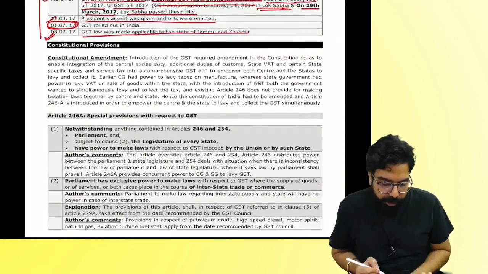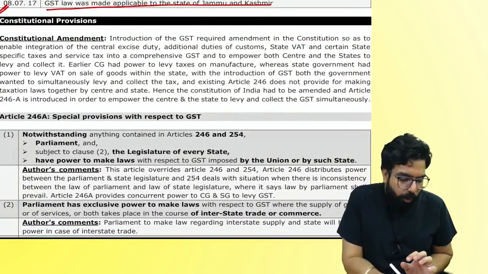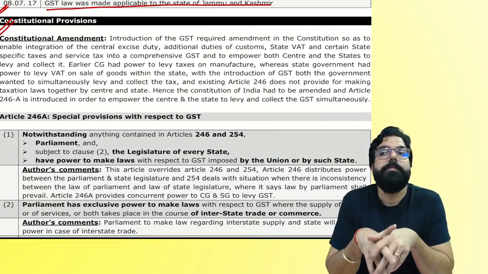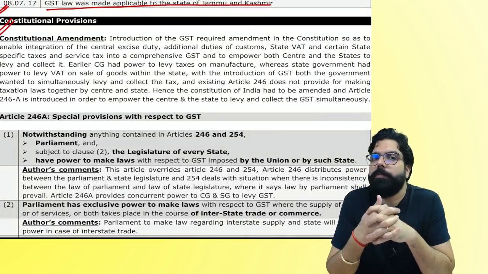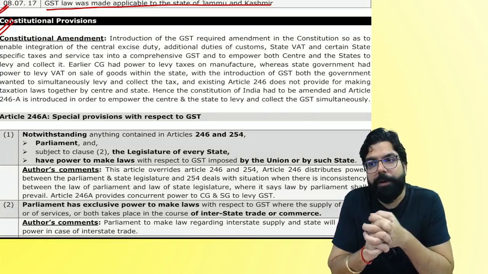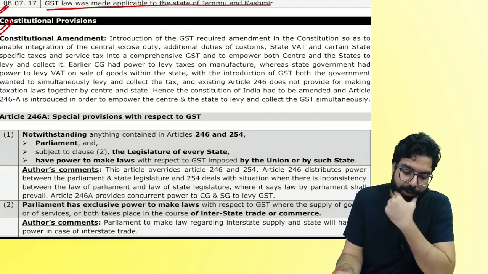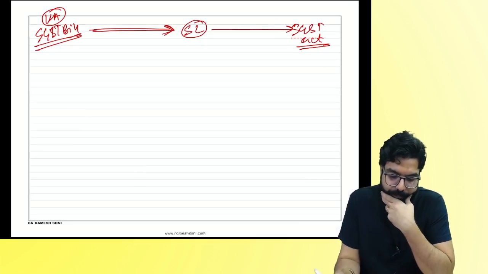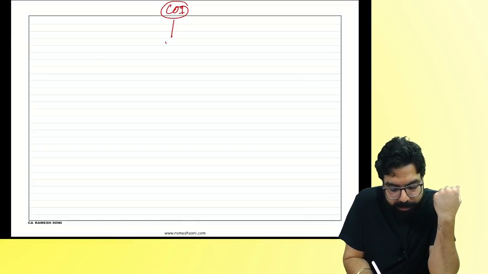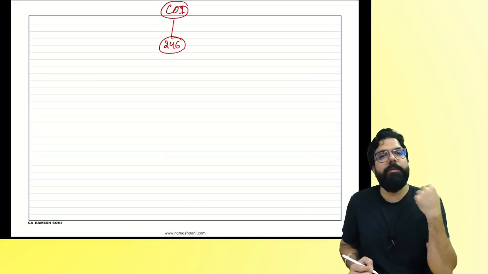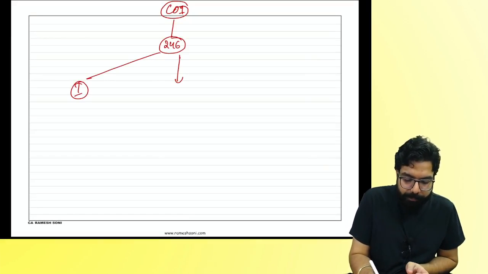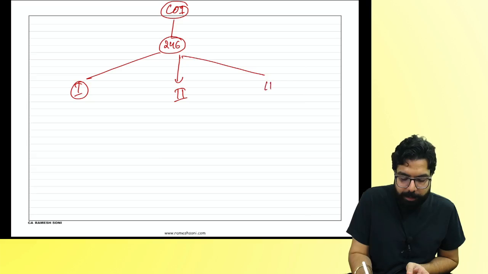Next. Sir, why was the Constitution amended, everyone? Why was the Constitution amended? To give power. Correct? In the Constitution of India, I'll talk a little, okay? In the Constitution of India, one article is there, 246. Which article, everyone? 246. In that there are three lists. List number 1, list number 2 and list number 3.